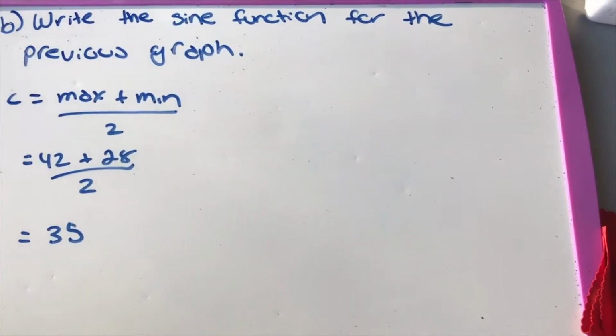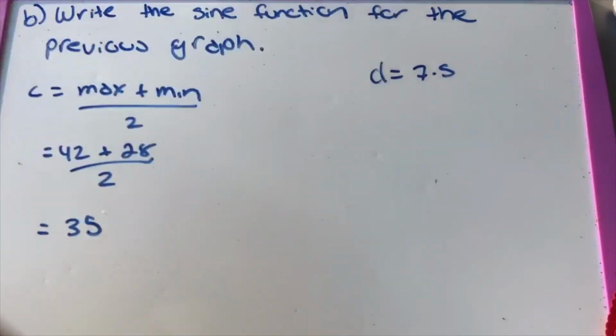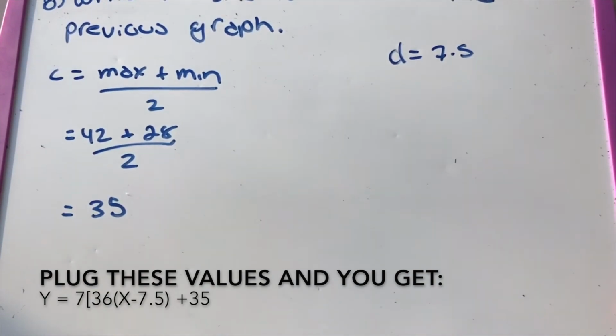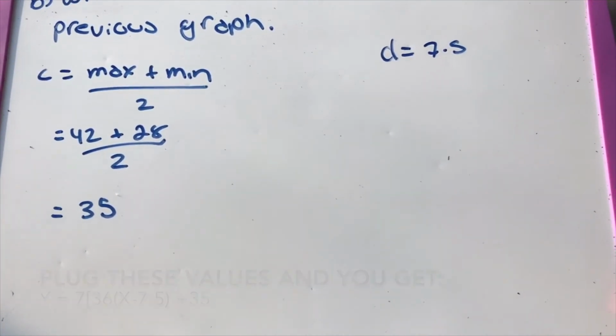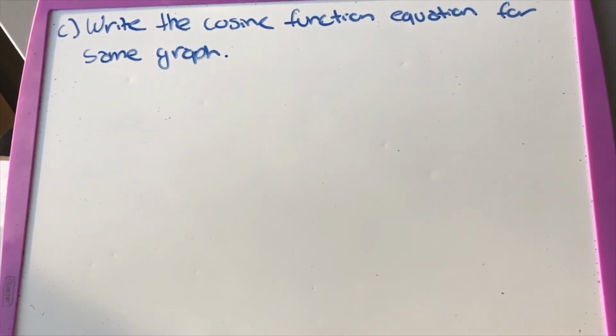So next we would have to find our d, which is our phase shift, and d would equal 7.5. It would be 7.5 because that's how much you would have to shift to the left to get your sine function. So part C of this question would be write the cosine function equation for the same graph.